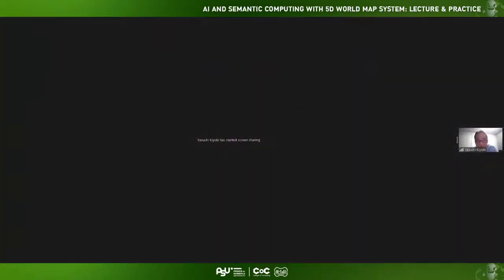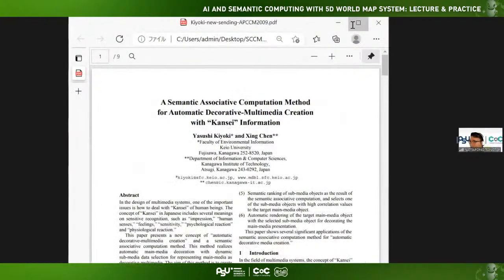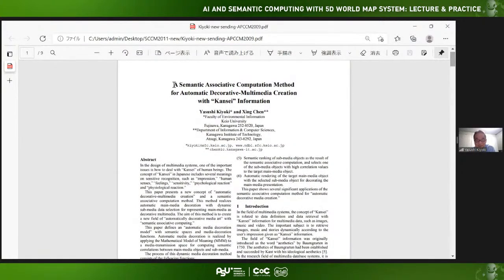First paper. Can you see? Yes, I can. Okay. So this is the paper discussing semantic computing, the semantic associative computation method.